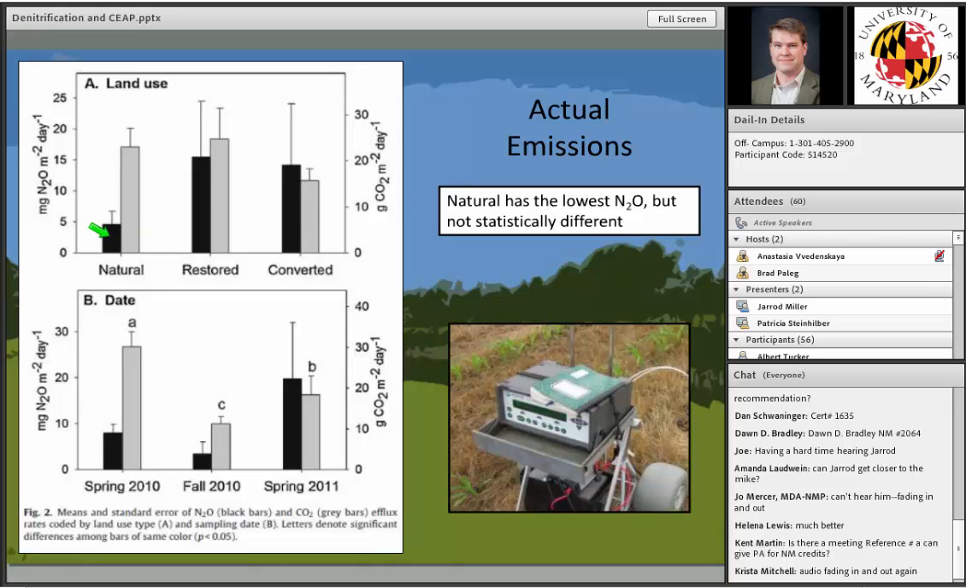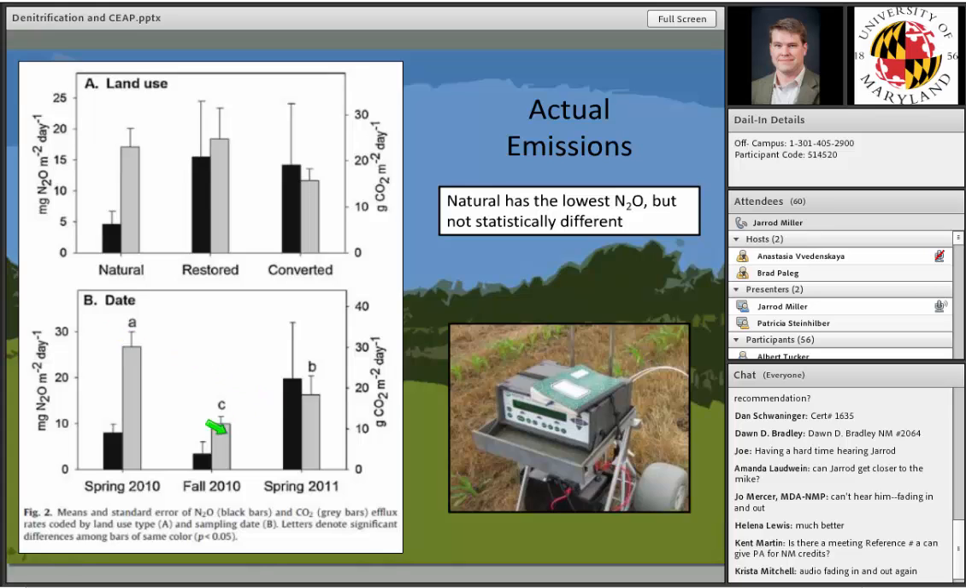And down here, this is by temperature: spring, fall, spring. So we're looking at seasonal changes. Again, nitrous oxide in the spring, the variability was so high right here that even though the variability was low in these two, we couldn't find any differences statistically, which just means we probably need to sample more. But you can see that overall carbon dioxide is higher in the spring than it is in the fall, and that's just something to do with temperature and how active the microbes are.